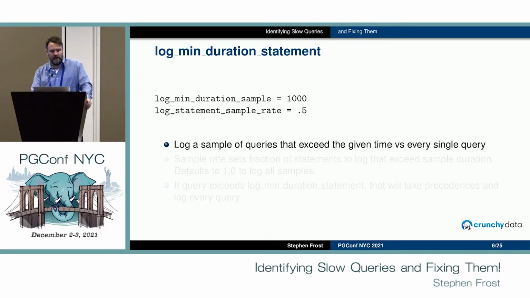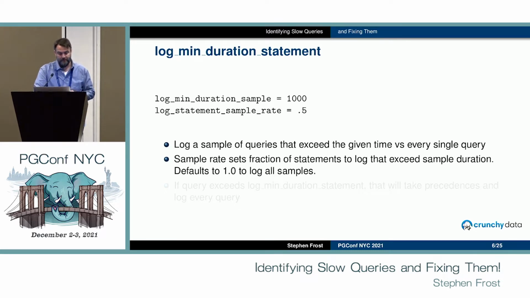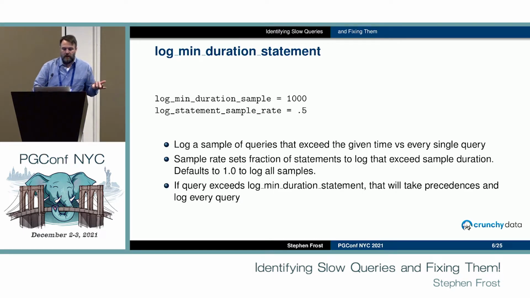There is also a duration sample option, which you can use to log a sample of queries that exceed a given time rather than logging every single query that went over a certain amount of time. So here you would configure log_min_duration_sample, and then you can specify a sample rate. That means you can use a lower time threshold and not overwhelm your system with a lot of logging.